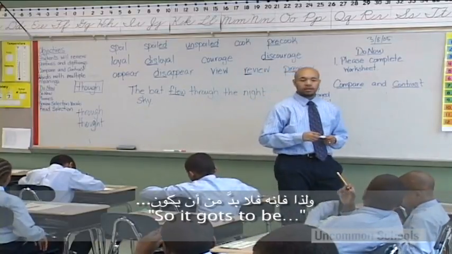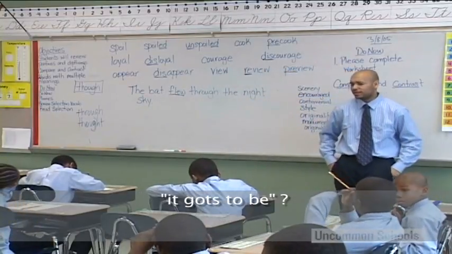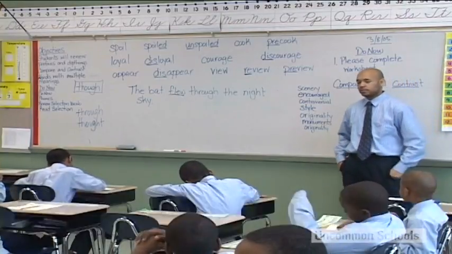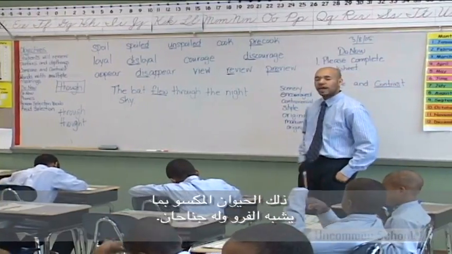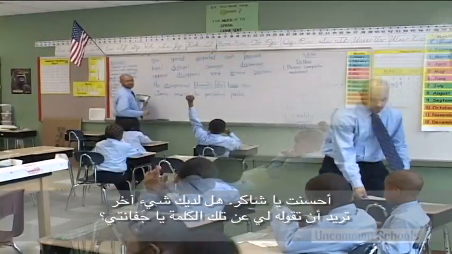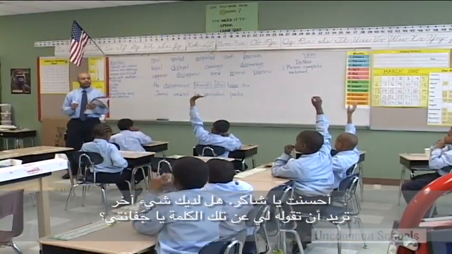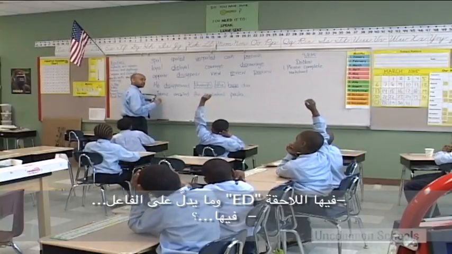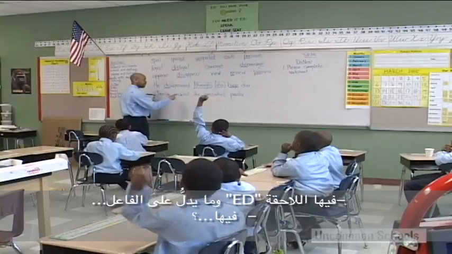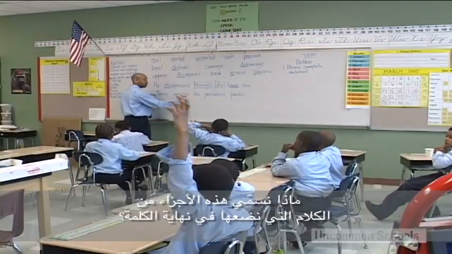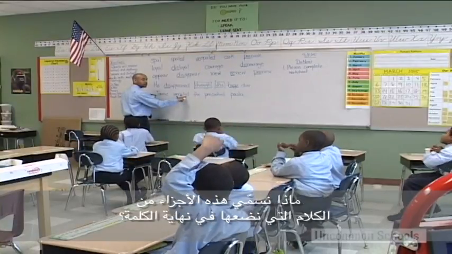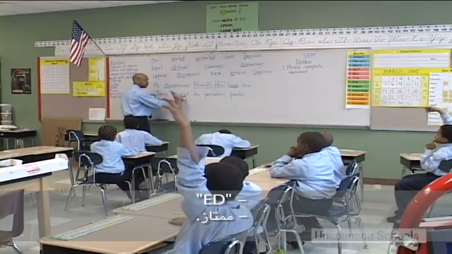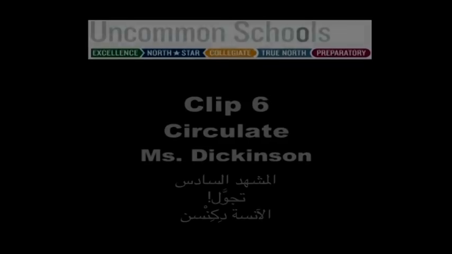So it has to be the one that, it has to be? It has to be the one, a furry animal with wings. Excellent, Shakir. Anything else about that word you want to tell me? Javante? It has an ED. What do we call these word parts we put on the end of a word? Suffix. It has a suffix, and the suffix is? ED. Good.